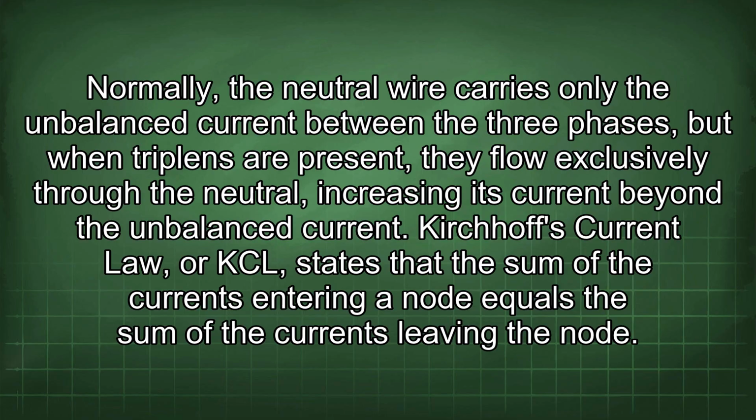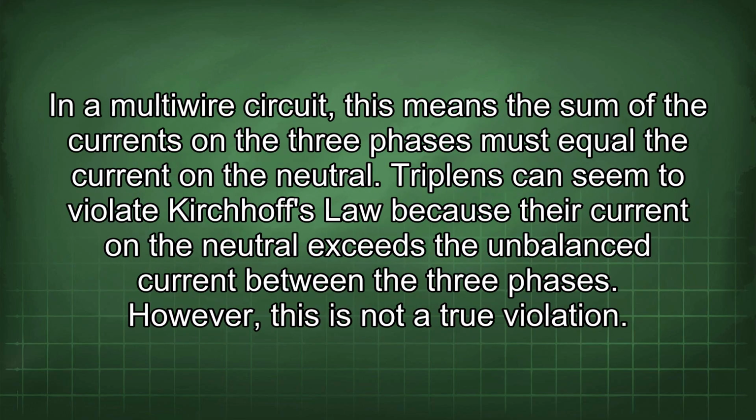Kirchhoff's current law, or KCL, states that the sum of the currents entering a node equals the sum of the currents leaving the node. In a multiwire circuit, this means the sum of the currents on the three phases must equal the current on the neutral. Triplens can seem to violate Kirchhoff's law because their current on the neutral exceeds the unbalanced current between the three phases. However, this is not a true violation.